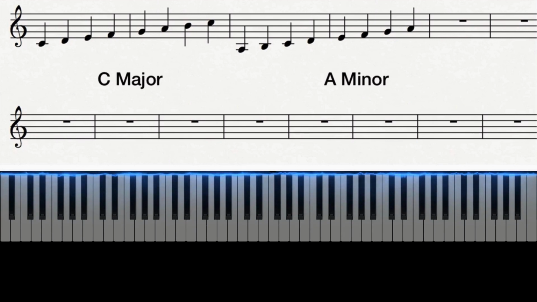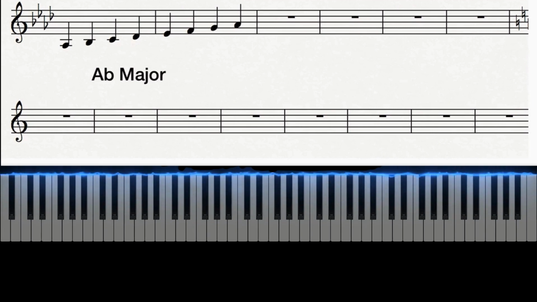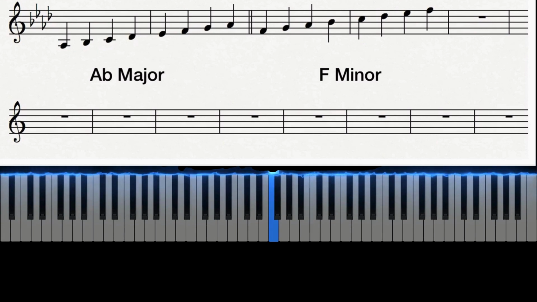So let me look at C major again. We figure out the relative minor by finding the 6th note of the C major scale. C, D, E, F, G, A. A minor is relative to C major. Let's try another one. What's the relative minor of A flat major? Did you get it? The 6th note of A flat major scale is F. So the F minor scale has 4 flats and is the relative minor to A flat major.